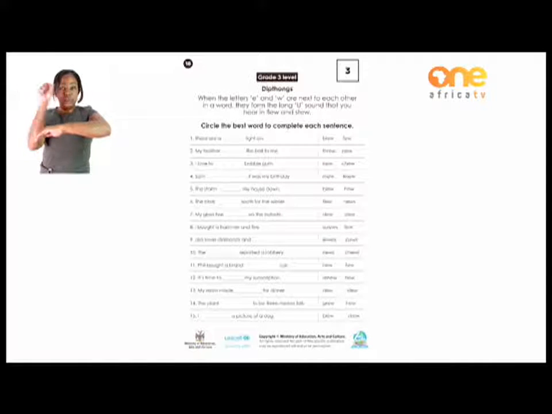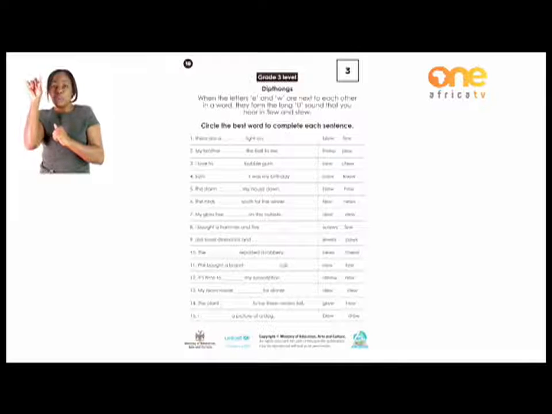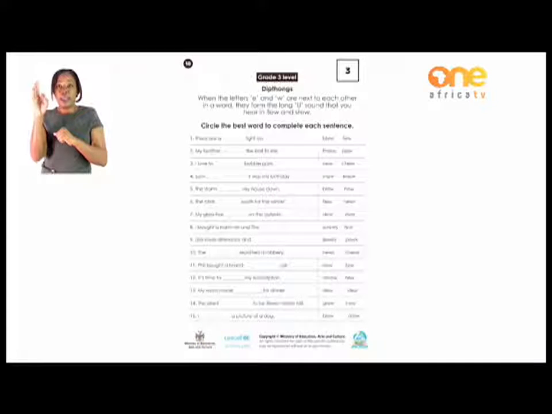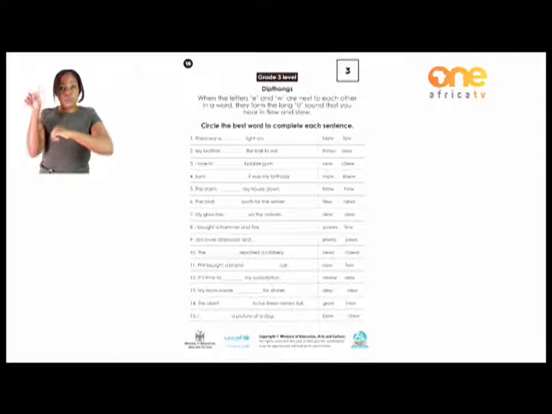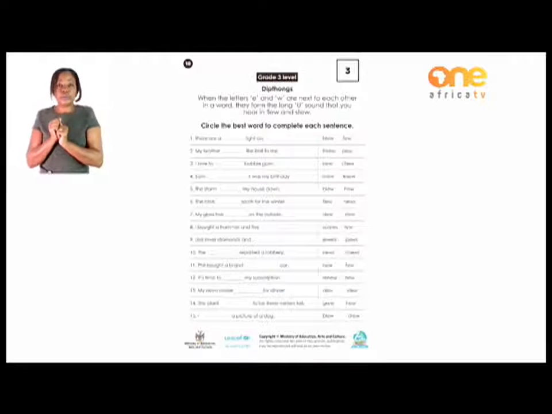Number one, there are a light on. The two possible answers are blue, like if I blow the wind in the balloon, I blow, then I blew if it was yesterday. And few, for less, literal things. If I have a few number of things, that is a literal number of things, few means less, okay? So which one will best fit in that line? I think it's few. They are a few light on.